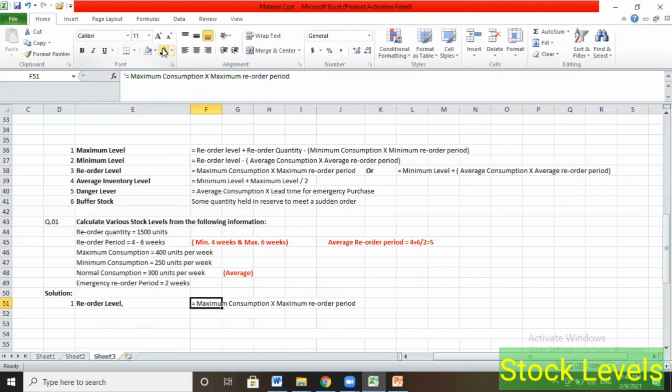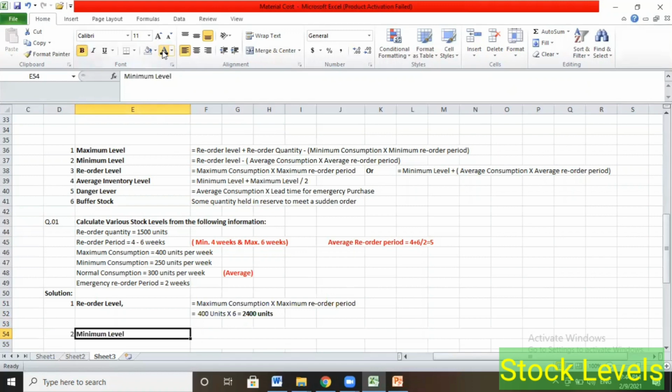So what is the maximum consumption? Maximum consumption is 400 units per week, and maximum reorder period is 6 weeks. That means 400 units into 6 will be 2400 units. This is called reorder level, 2400 units. Then we are moving ahead.